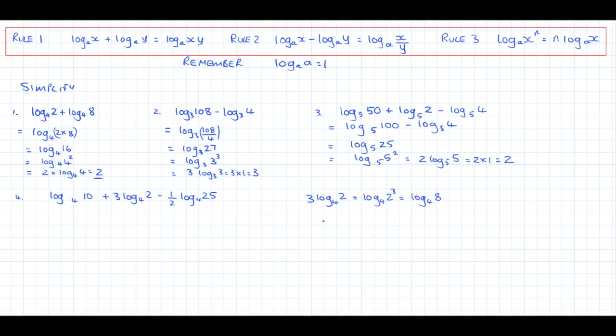And this one here, that's a half log 25. So a half log 25 to base 4. I could use my third logarithm law again to write that as log 25 to the power of a half to base 4. Now 25 to the power of a half, remember, is the square root of 25, which is 5. So I could write that as log 5 to base 4.